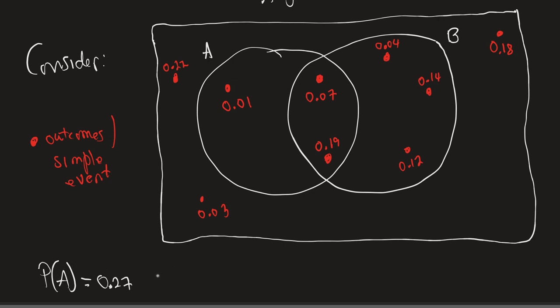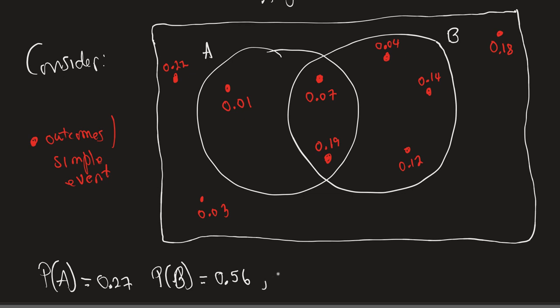Let's do the same for B. So the probability of B, we have a few more to add up. Add these two, you get 0.26. Add this one to it, you get 0.3, and then 0.44, and then 0.56. So 0.56.